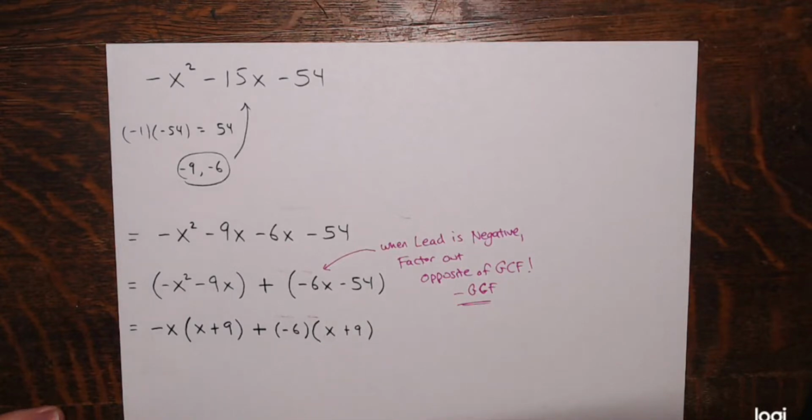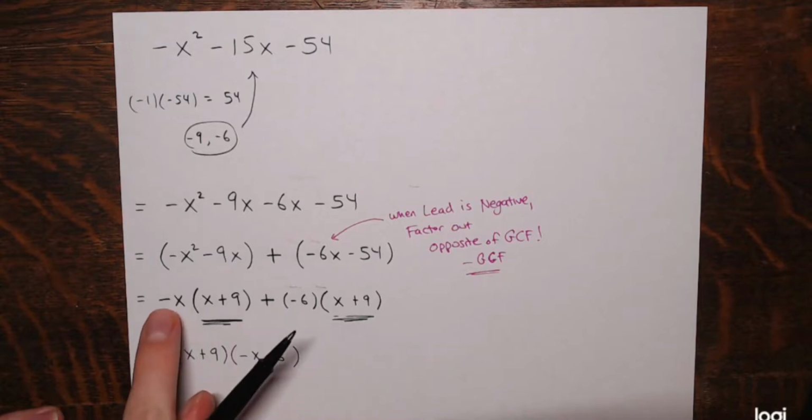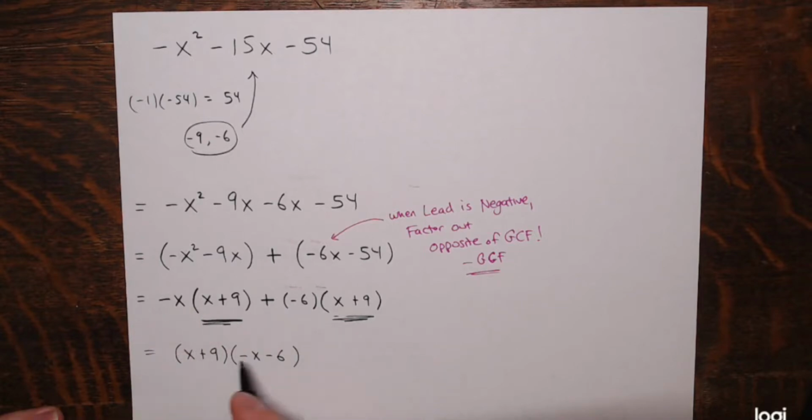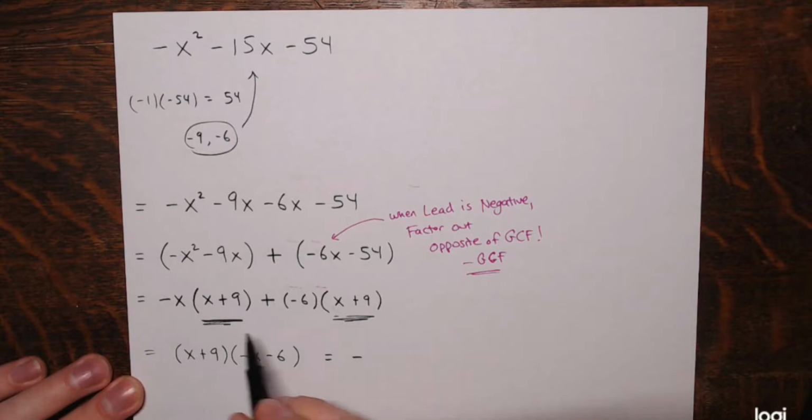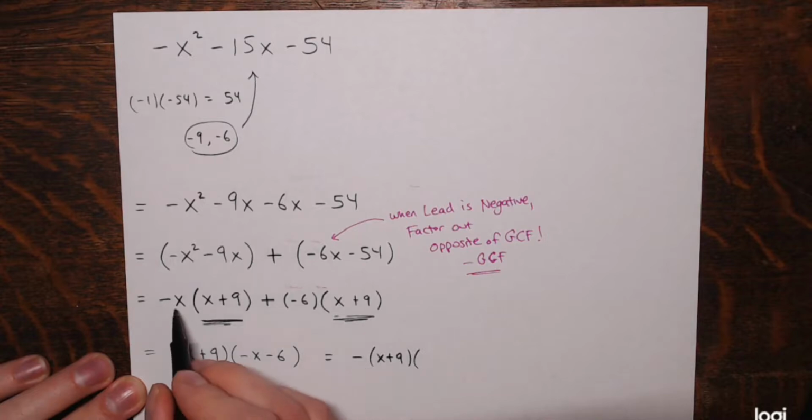All right, and then finally, looking at the whole thing, this product has x plus 9 as a factor, and this product has x plus 9 as a factor. So I can pull out that common factor of x plus 9, and if I remove x plus 9, what's left is negative x plus negative 6, or minus x minus 6. You can write it that way. And you could have also pulled out negative 1 and made this x plus 6. If I pulled out negative 1 times x plus 9, what would have been left over would have been x plus 6. And either one of these is fine.